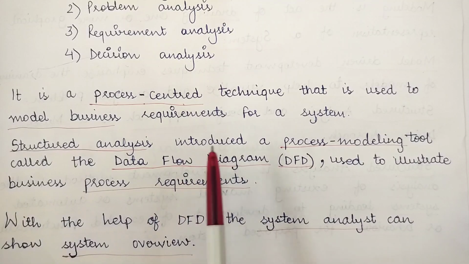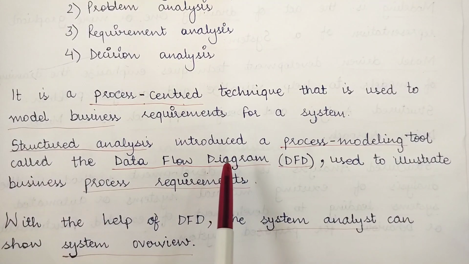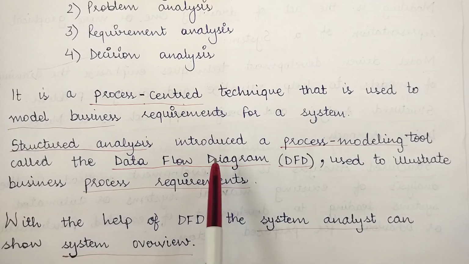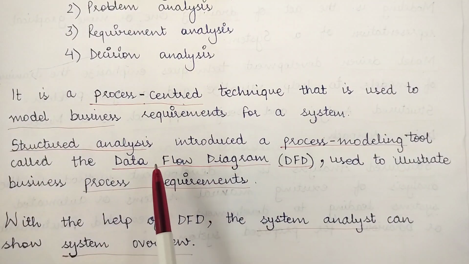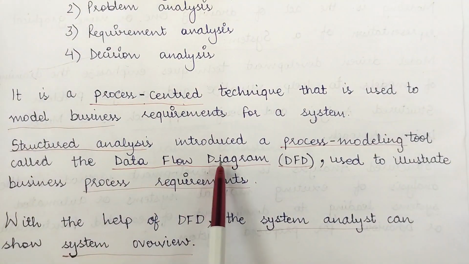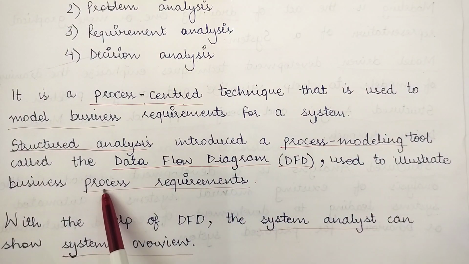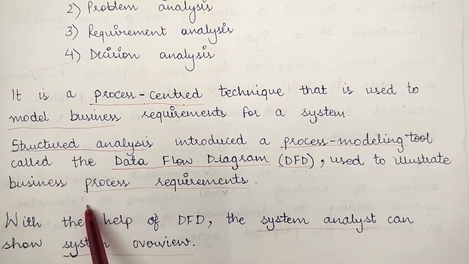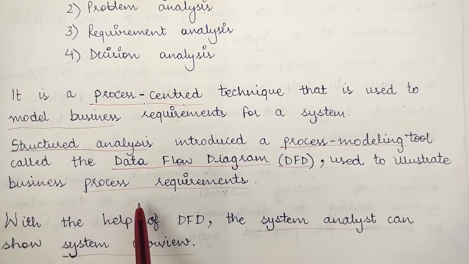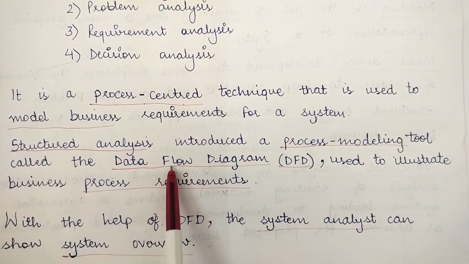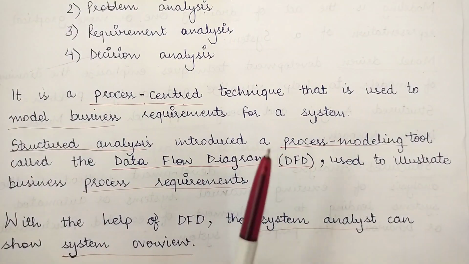How do you do that? By depicting the flow of data through the system. Whatever system it is, whatever the business system it is, what is the flow of data from where it starts until where it goes? That flow of data is shown through the data flow diagram or DFD. That is why we say that they are used to illustrate the business process requirements, because how would you illustrate the business process requirements? Through the flow of the data, which is shown very well through the data flow diagrams.